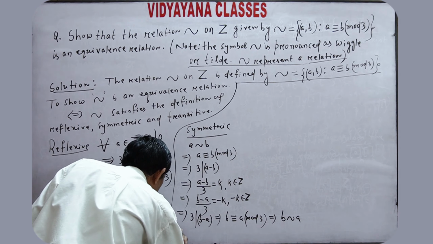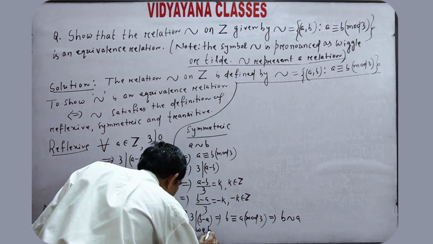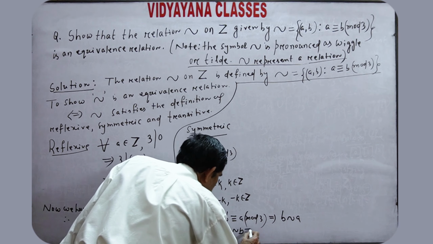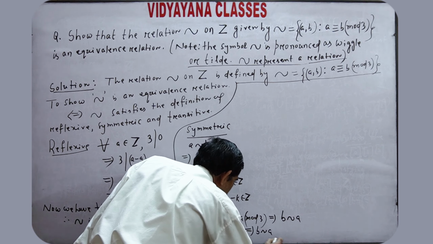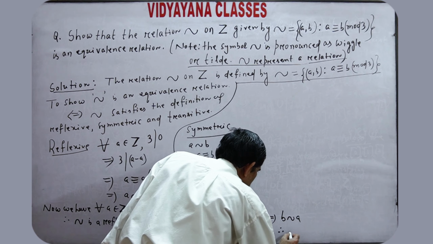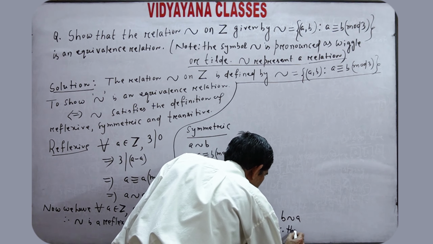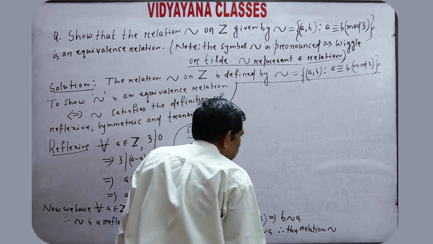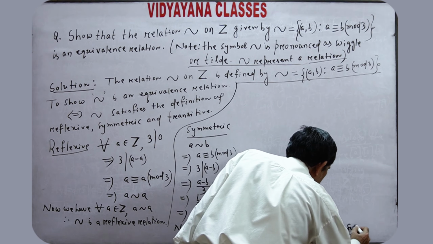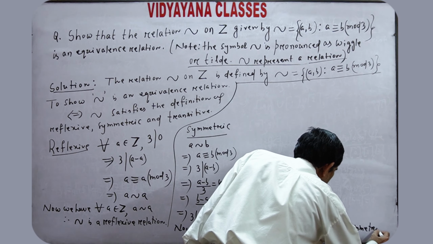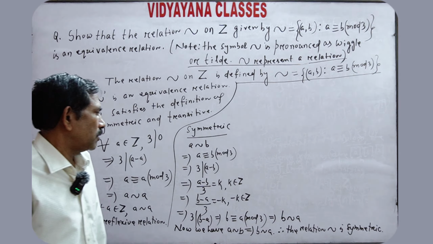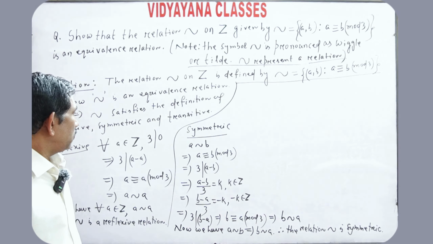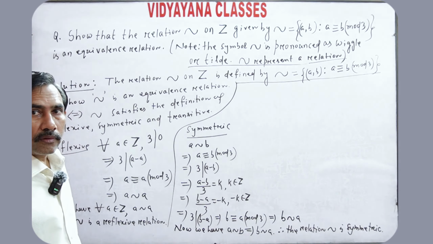Now we have A related to B, that implies B related to A. Therefore, the relation weakly is symmetric. Clear? Okay. Note down.